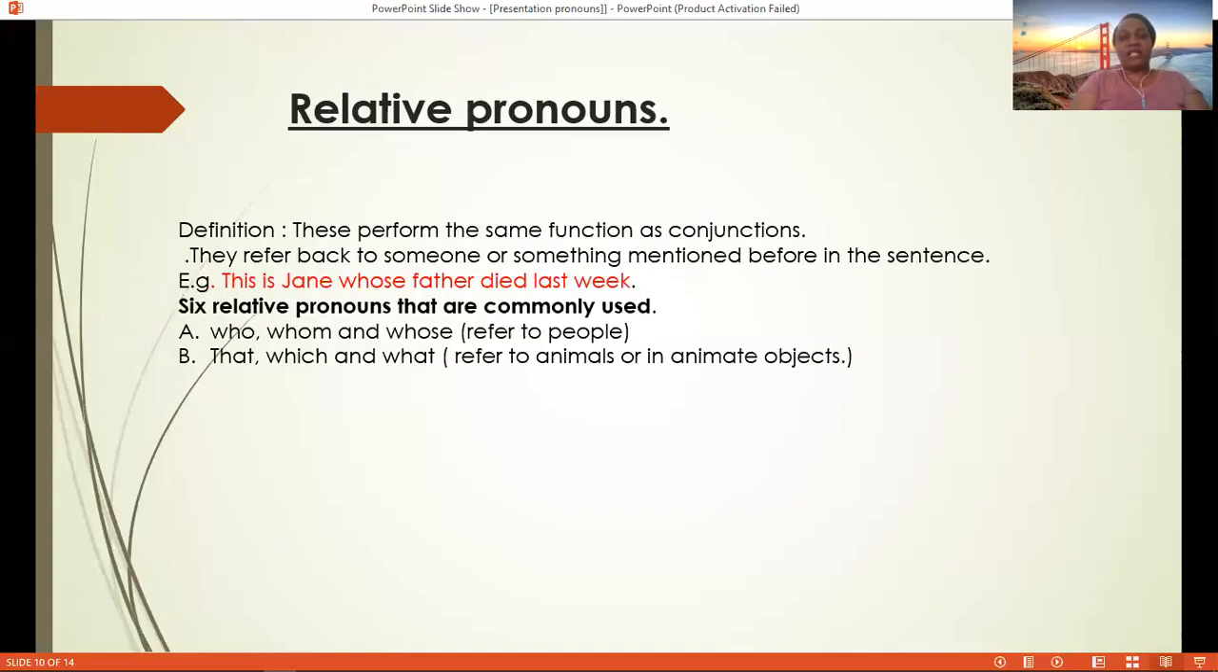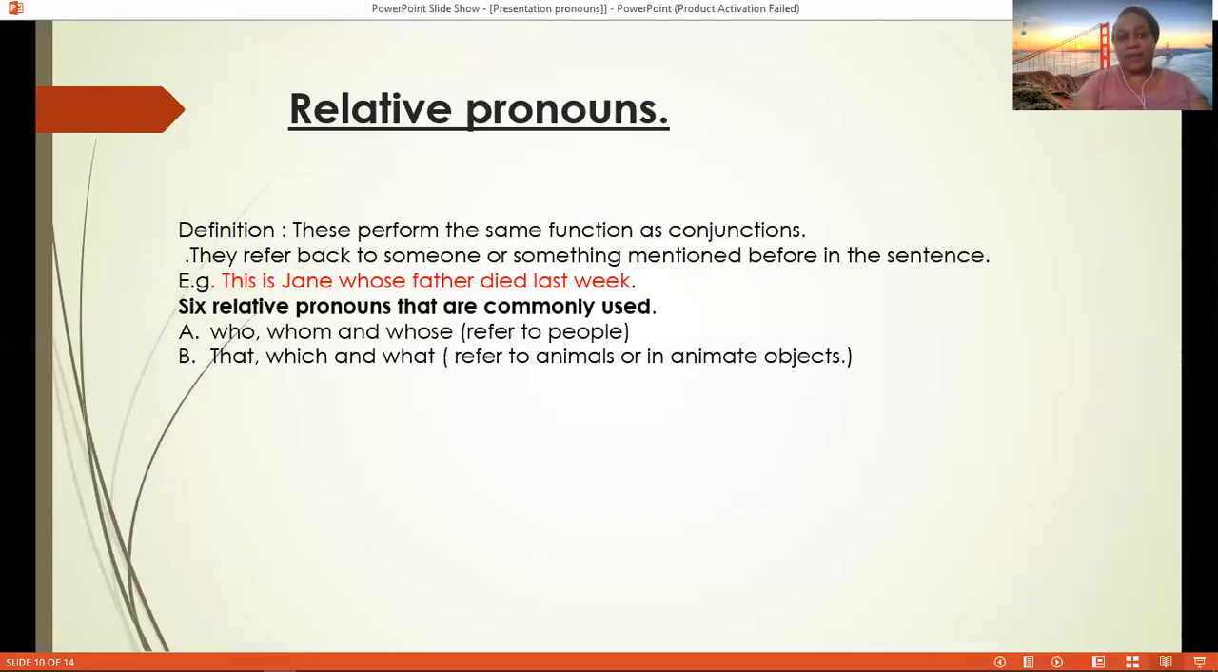Then we get to the relative pronouns. Relative pronouns. These perform the same function as conjunctions. They refer back to someone or something mentioned in the sentence. So those are their two functions, performing the same function as a conjunction and referring back to someone or something mentioned before in the sentence.